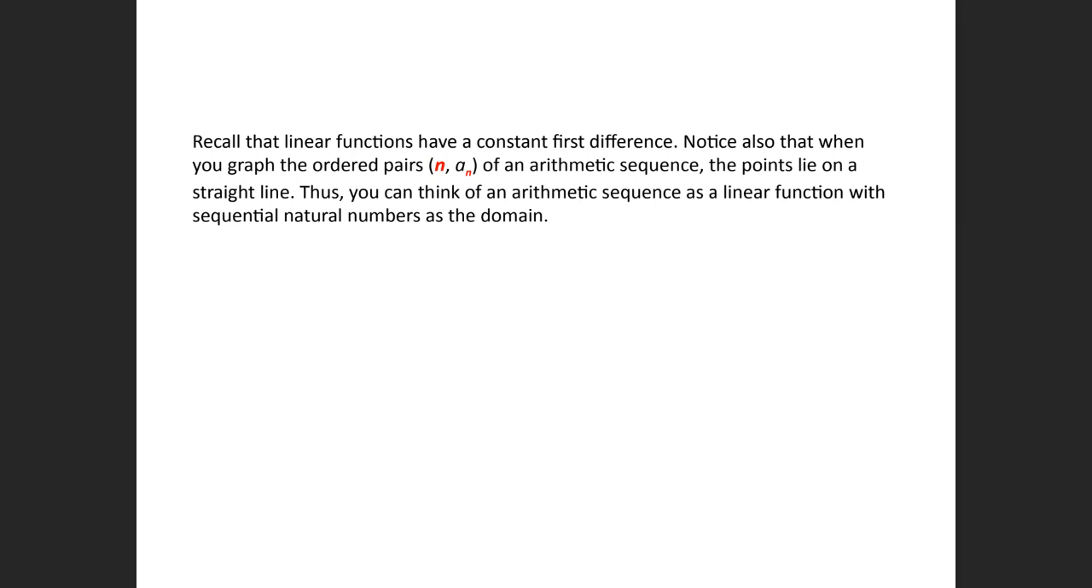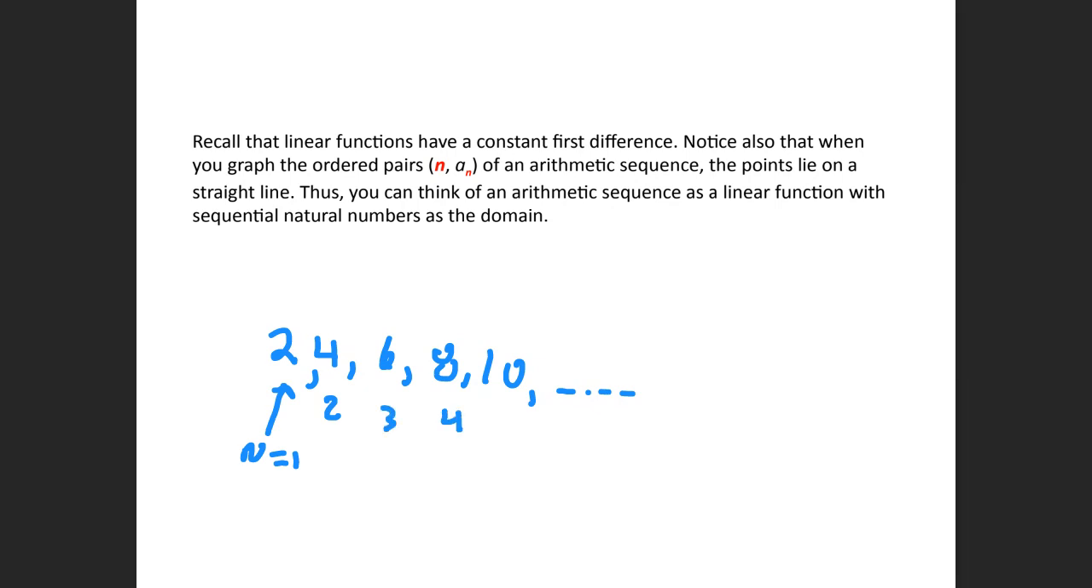say I gave you a sequence like 2, 4, 6, 8, 10, ... Okay, this is called the first term. Okay, so n equals 1. This is the second term, the third term, the fourth term, the fifth term, so on and so forth. So when you're talking about an arithmetic sequence, basically it's like saying your x values are the n terms.